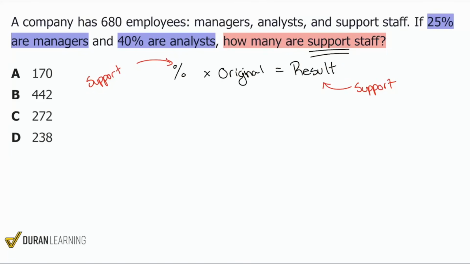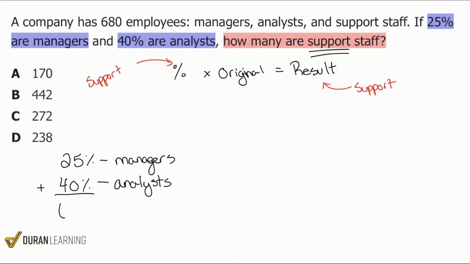So if 25% are managers and 40% are analysts, my party people, what is that all together? That's going to be 65%. But everybody, is 65% going to be support? No, it's not. 65% is everything except support.